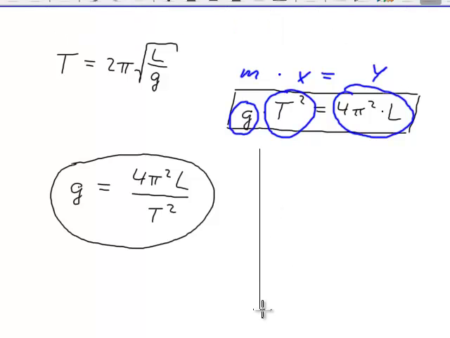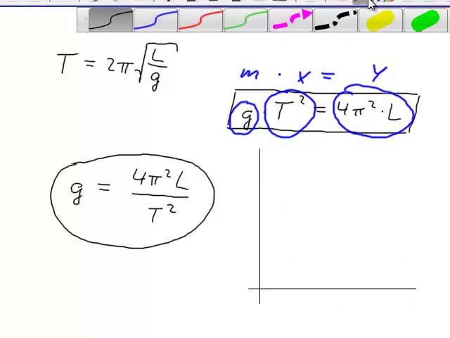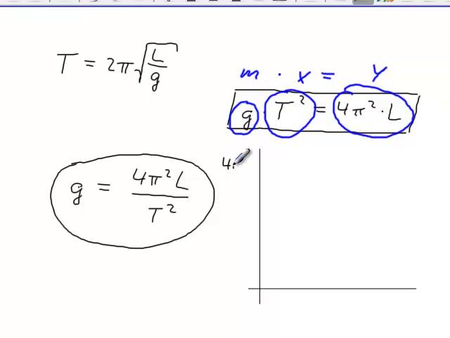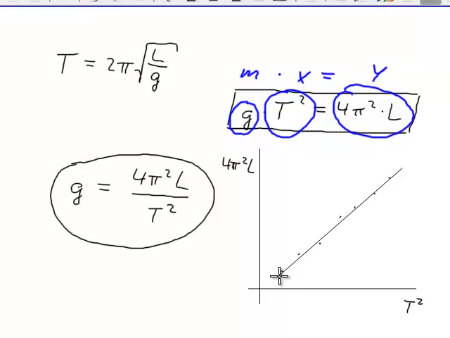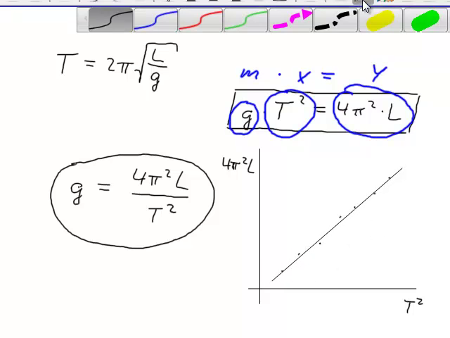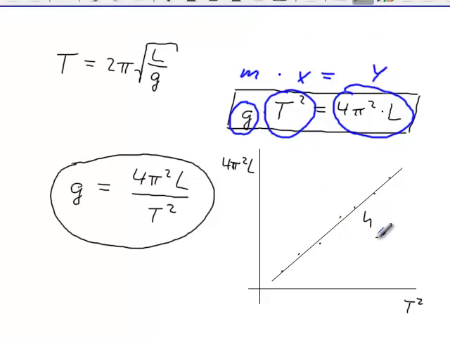When I graph these, let's see, there's one, and then I would put here on the y-axis 4 pi squared L, and on the x-axis I would put t squared, and when I graph these data I come up with something like this here, and then Excel will do a best fit straight line through it, and again the slope of this one here is going to be g, relatively close to 982 centimeters per second squared. As I said, the student data were pretty good.